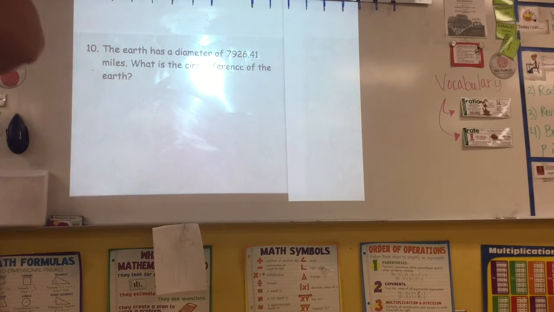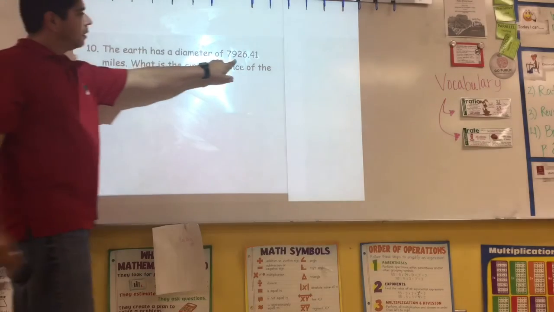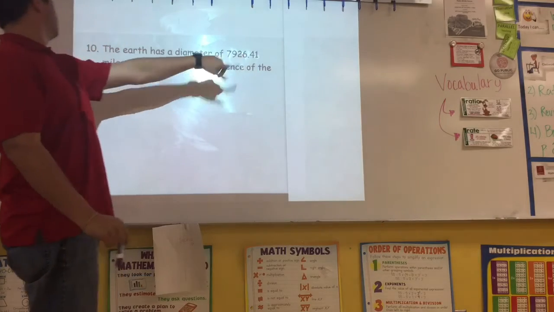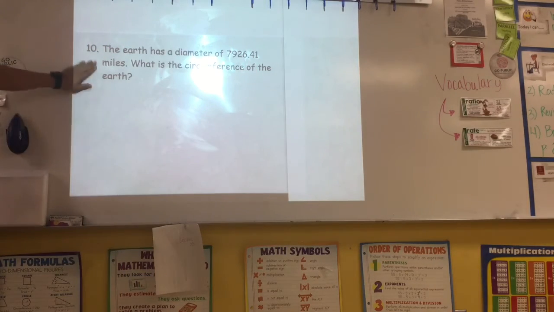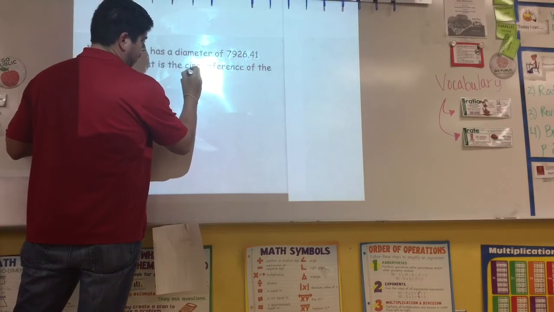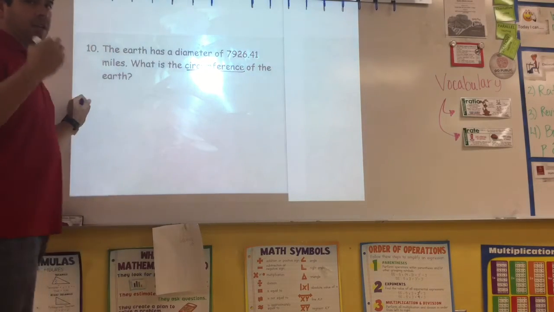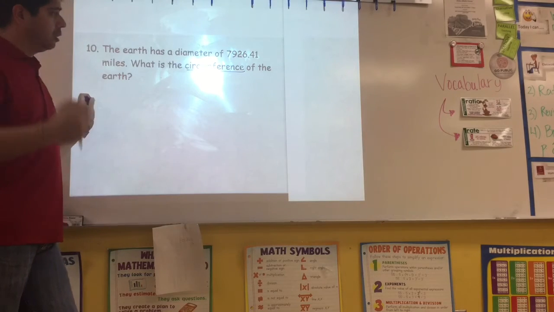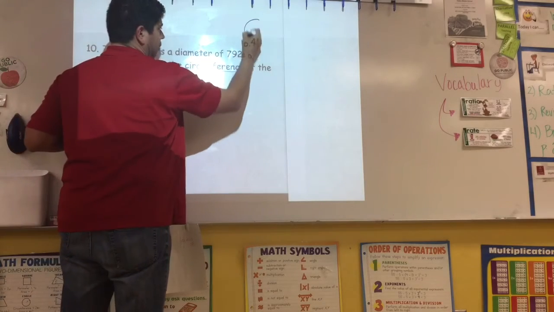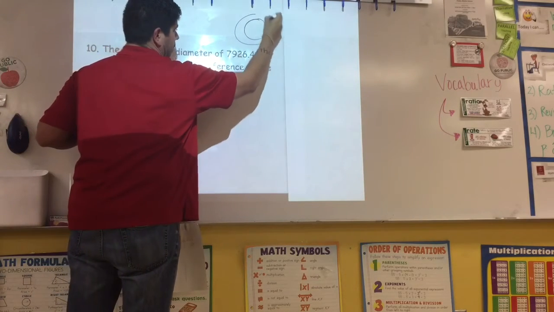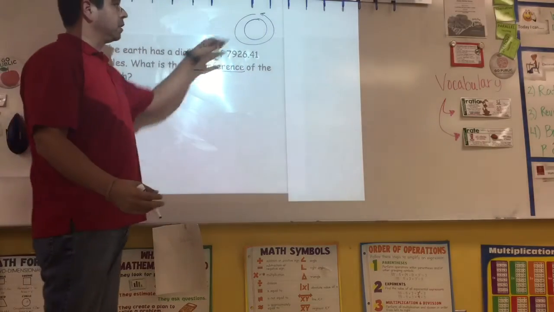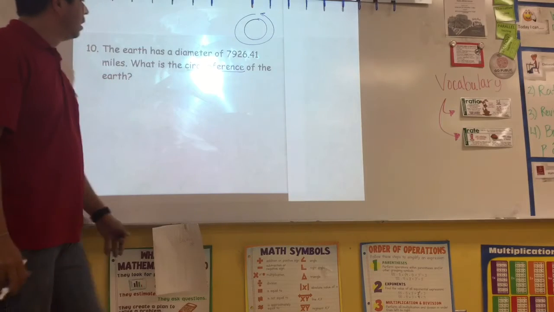Okay, last question. It says the Earth has a diameter of 7,926 and 41 hundredths miles. What is the circumference of the Earth? So circumference, if you don't know how to find the circumference, okay, then like look it up, Google it, okay, or look up how to find circumference. Remember, circumference is the distance around a circle. The distance around it, okay? Kind of like the perimeter of a square, but circumference is for circles. We're looking for the distance around.